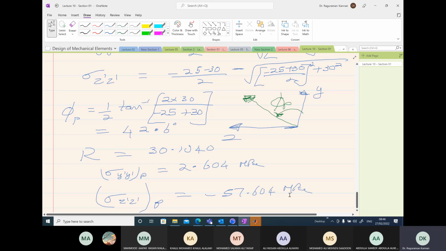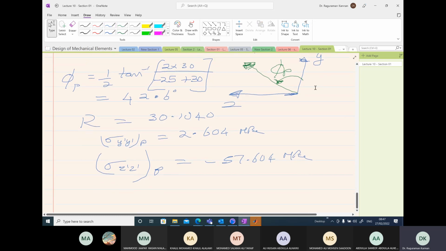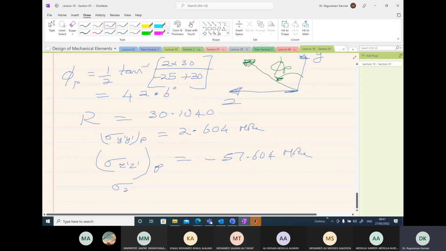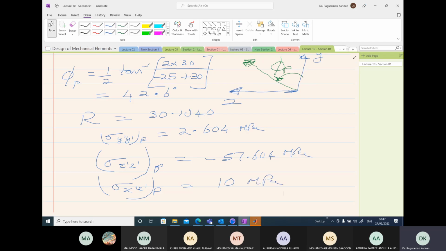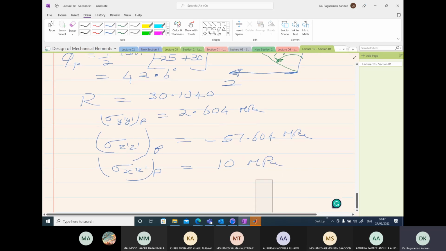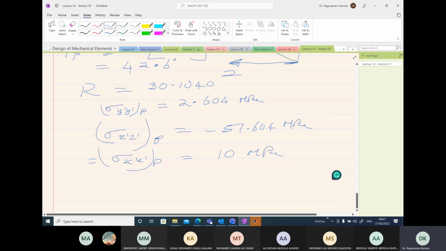Okay, let's assume all the units are megapascal. Remember, we already had x prime in the principal stress direction is same as sigma xx value, which is 10 megapascal. Now, in this case, we arrange it in the order and we get the highest value is 10 megapascal, so that is sigma 1. The lowest value is minus 57, so this becomes sigma 3. And the intermediate value is the sigma 2 value.